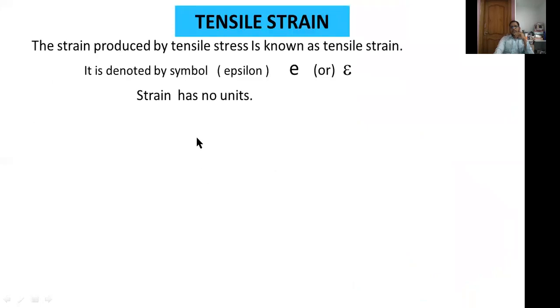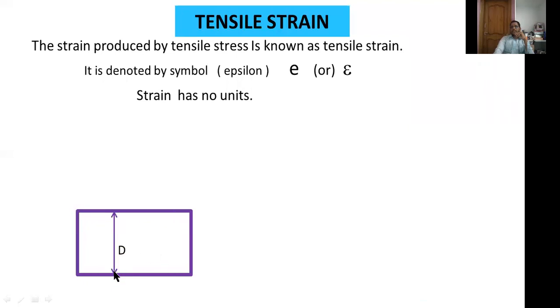Now tensile strain. The strain produced by tensile stress is known as tensile strain. In this case, two equal and opposite tensile loads are acting on the object. This is the original shape of the object. Here, this is the original diameter of the component, and this is the original length of the object. Now I am applying the tensile loads on the object. Here these two are equal and opposite forces.